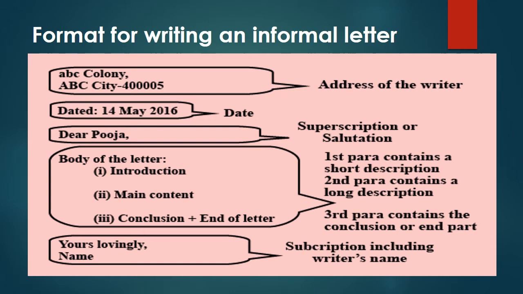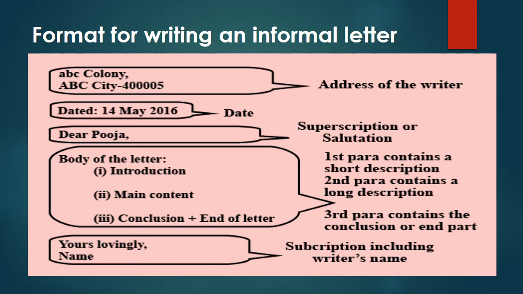This is the format for writing an informal letter. First, you write the sender's address. So here it is ABC Colony, ABC City, and the pin code. So, address of the writer. You begin with the address of the writer followed by the date. Date again, 14th May 2016 is the date given. It is again left aligned.